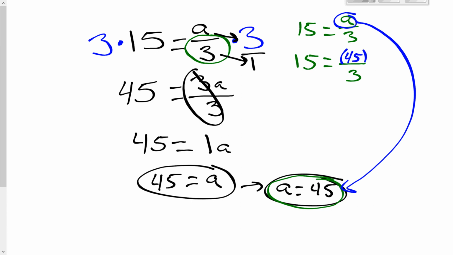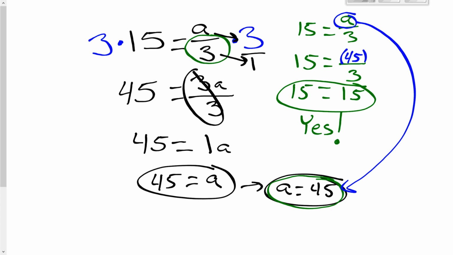You can just plug this in your calculator. You can do it by hand. 45 divided by 3 is 15. And now I just bring down this other 15 on the left-hand side here. Does 15 equal 15? Yes, it does. That is true. So this just proves that all this work over here is correct and that a does equal 45.